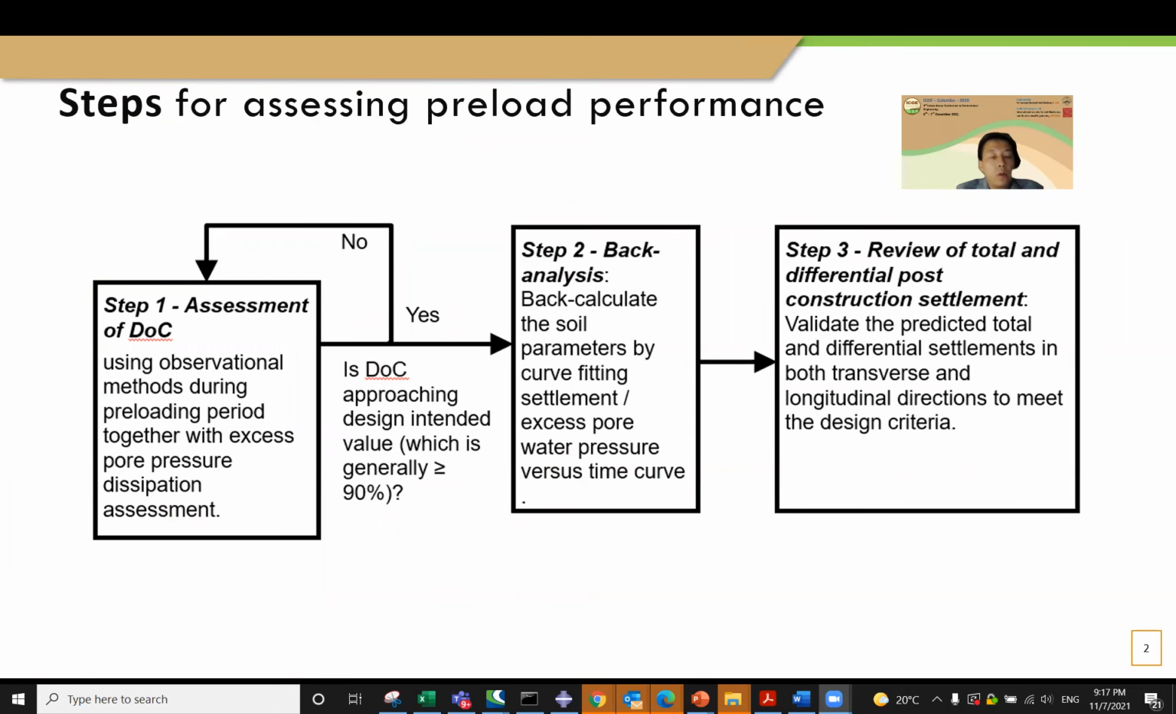The hold point release process can be broadly divided into 3 steps. Step 1 is to review the monitoring data during preloading in order to assess the degree of consolidation using simple graphical analysis, such as the Asaoka and hyperbolic methods. When the assessed degree of consolidation has reached 90% or greater, it is ready to proceed to step 2 to back analyze the soil parameter by curve fitting the settlement time curve. After the back analysis, we can proceed to step 3 to predict the total and differential post-construction settlement. The hold point release can be recommended only if the predicted settlements are less than the design limits for pavement.